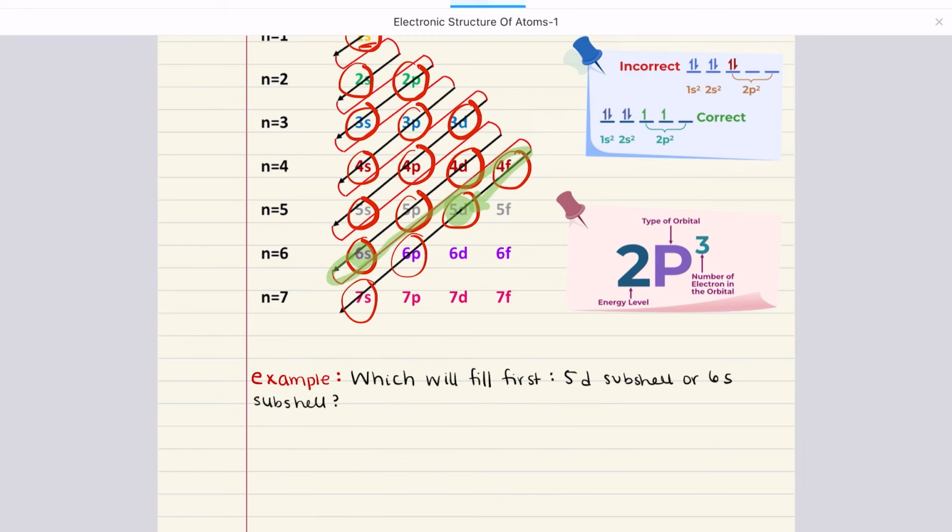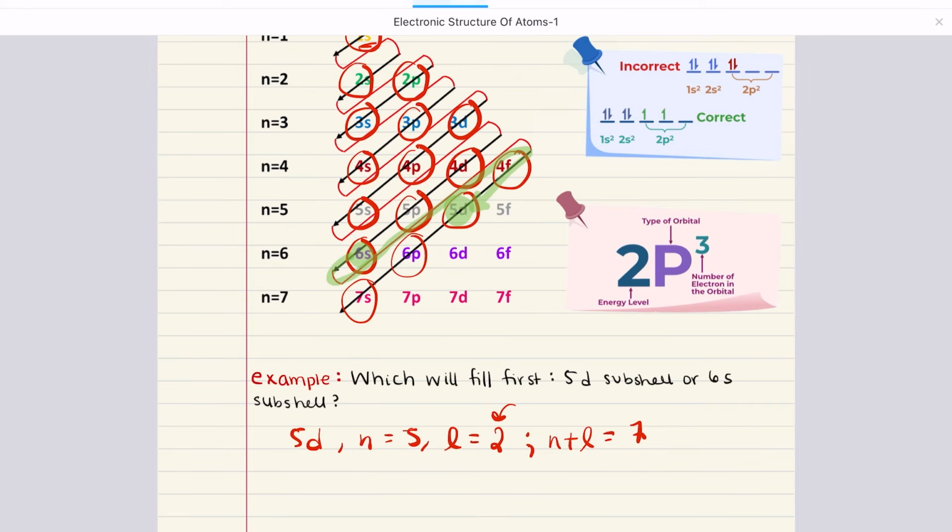Now we can also work through it like this. For the 5d orbital, n is equal to 5 and L is equal to 2 because that refers to the d subshell. Now we can add the principal quantum number and the angular momentum quantum number together, n plus L, and this gives us a value of 7. Okay, keep that in mind. We're going to talk about this little trick right here.